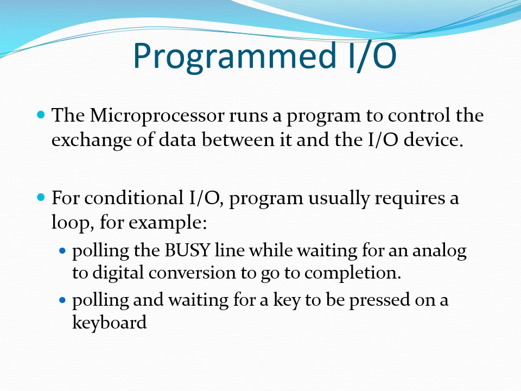Programmed I/O is when the microprocessor runs a program to control the exchange of data between it and the I/O device. For conditional I/O, the program may require a loop. As examples, when controlling an ADC, there may be need to continuously poll the busy line while waiting for an analog to digital conversion to go to completion. When using a microprocessor to control a keyboard, there may be need to continuously poll and wait for a key to be pressed on the keyboard.